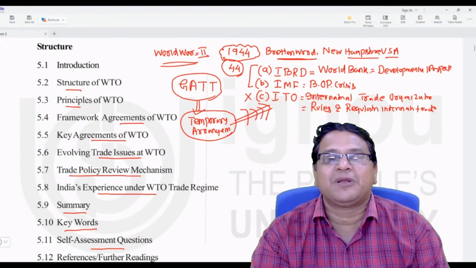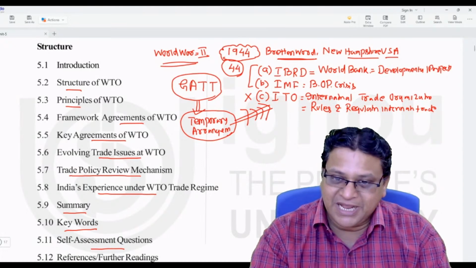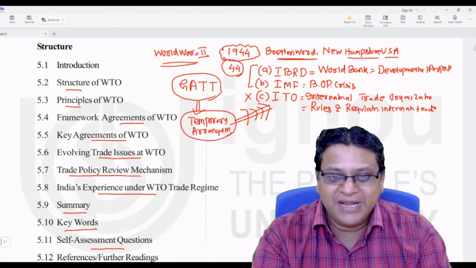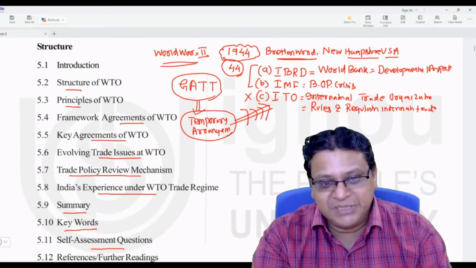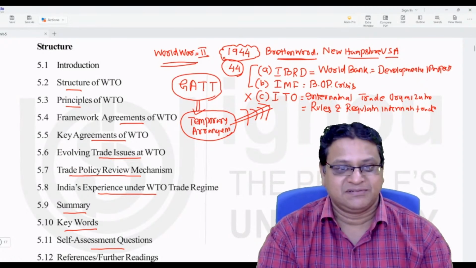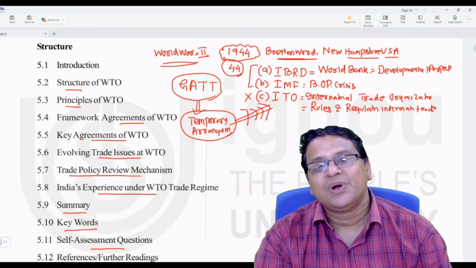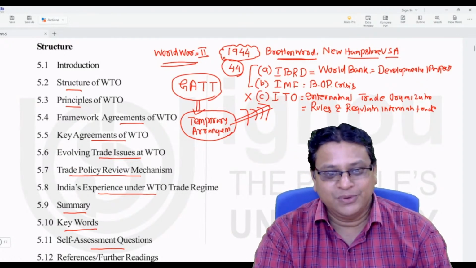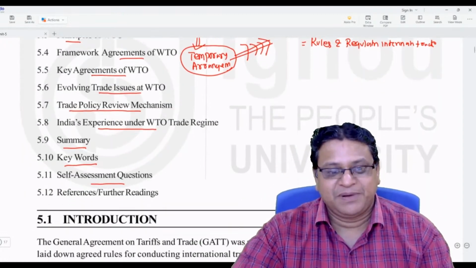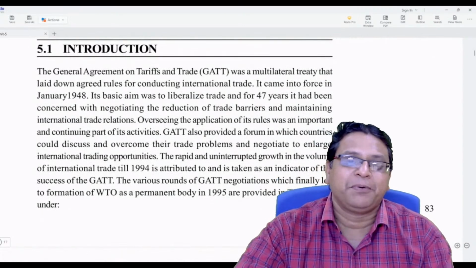Countries were trying to frame ITO as a permanent institution, but up to the time ITO is framed, they arranged one temporary agreement within the purview of which the international trade will take place. So GATT is a predecessor to ITO. So we will discuss one by one. First, we will discuss GATT, before WTO.